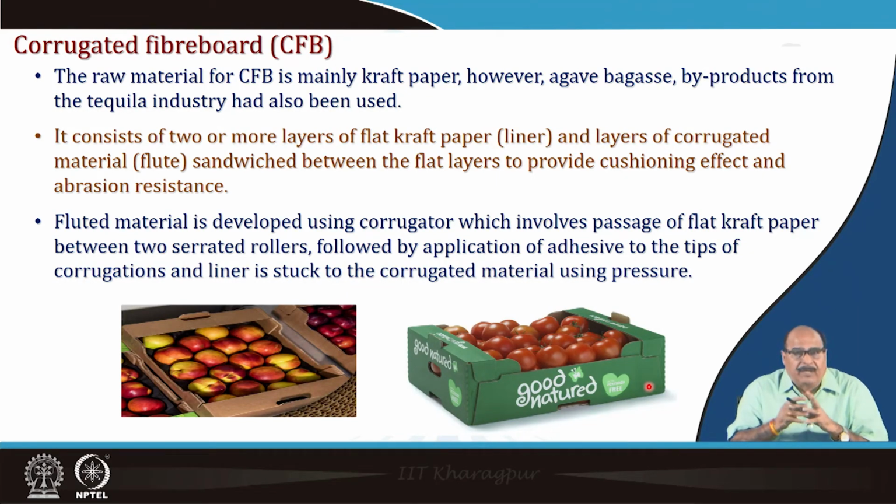Now, the other very commonly used material is corrugated fiber board, CFB. The raw material for CFB is mainly kraft paper. However, agave byproducts from the tequila industry have also been used. It consists of two or more layers of flat kraft paper, that is the liner, and layers of corrugated material, the flute, sandwiched between the flat layers to provide cushioning effect and abrasion resistance. The fluted material is developed using a corrugator, which involves passage of flat kraft paper between two serrated rollers, followed by application of adhesive to the tips of the corrugations, and the liner is stuck to the corrugated material using pressure.